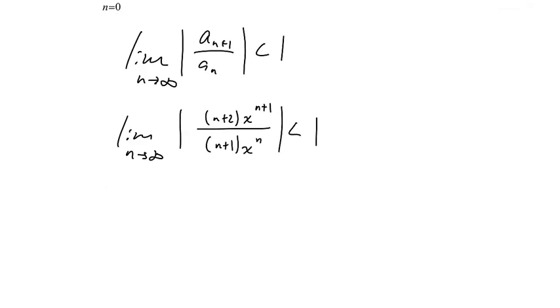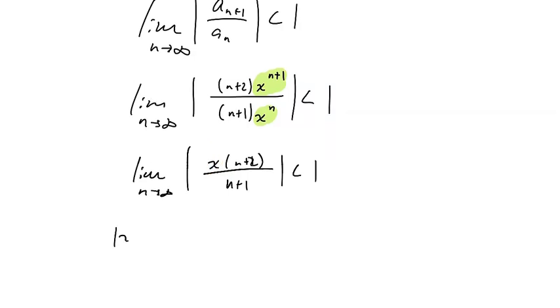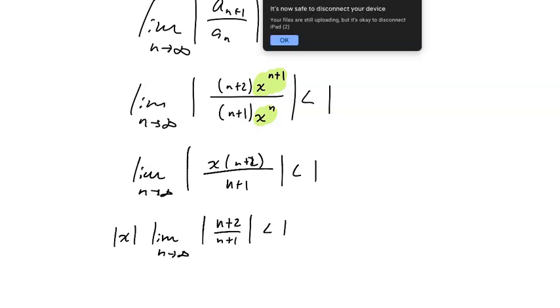So I have the limit as n approaches infinity. Really the only thing that is going to happen is my x to the n's will divide out. So I have x times n+2 over n+1 less than 1. Like I said, the x here is just some number, it is going to act as some number, so I can go ahead and factor it out. So absolute value of x times the limit as n approaches infinity of n+2 over n+1, and I want it to be less than 1.